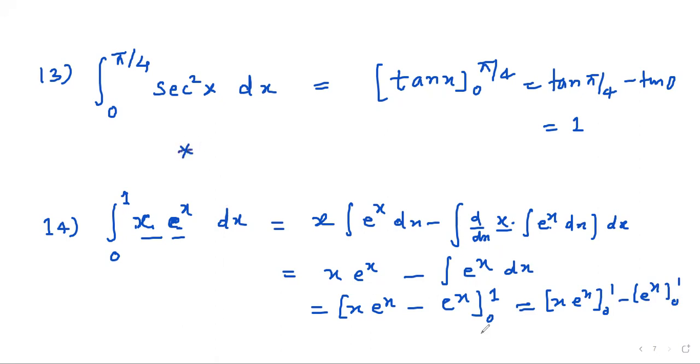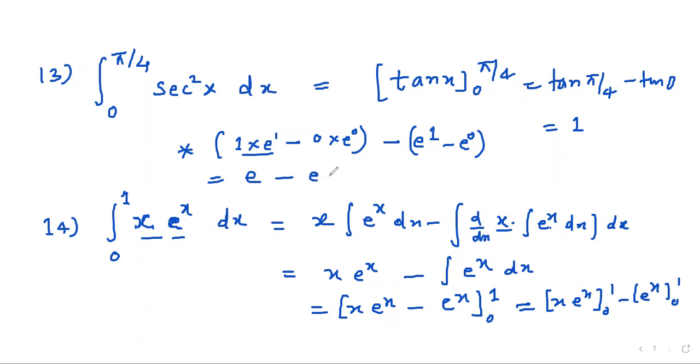So I'm writing here. When we write 1, we will get 1 into e power 1. But when we write 0, we get 0 into e power 0. Then from the second term, it will become e to the power 1 minus e to the power 0. We simplify it. So this will become e, this will become 0, minus e, and this will become plus 1. So e will cancel out and we will be left with 1. This is our answer.